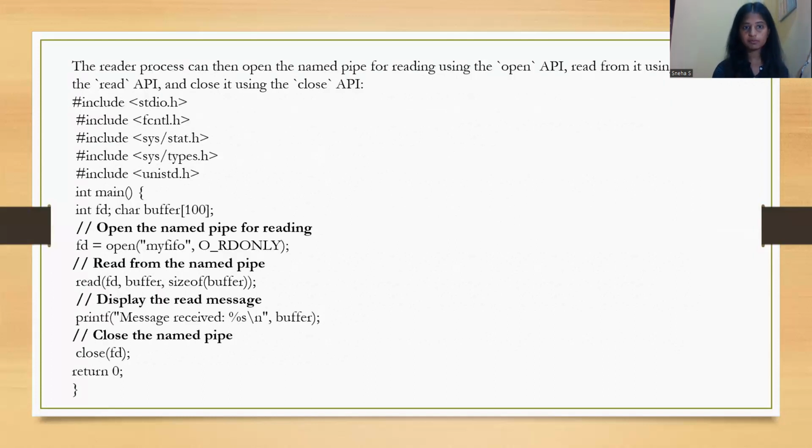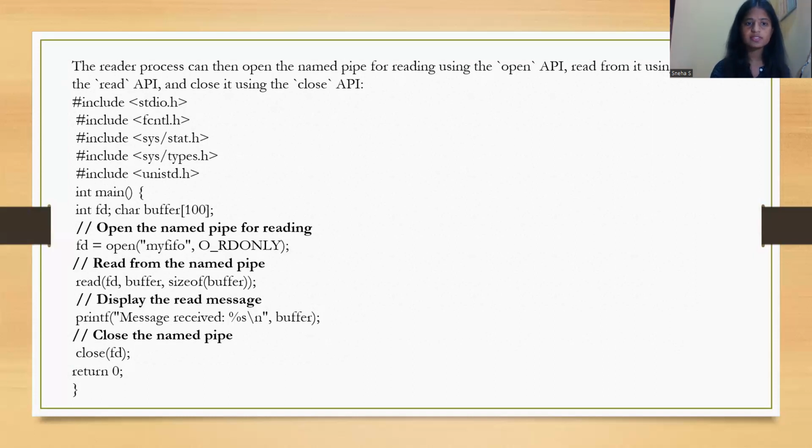Now let us see a reader process in order to open this pipe using the system call or a function call open. Again, we are including the header files which are necessary for executing this program. Now let us consider a file descriptor fd and a buffer of size 100. Now let us open the pipe. So open the FIFO, and we have to read the data from the pipe.